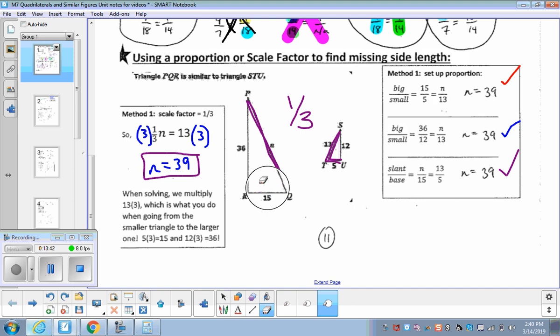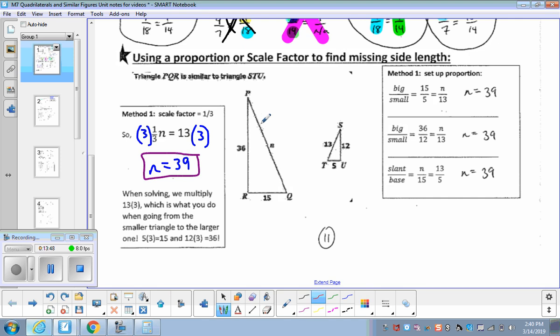Let me show you guys real quick what you don't want to do. Here's what you don't want to do. This is really, really, really critical. So let's say you see that 36 goes with 12. So let's say you're this person. Let's say you see 36 goes with 12, and you're like, yeah, I've got my 36, and I've got my 12. And that means you're going from the bigger one to the smaller one.